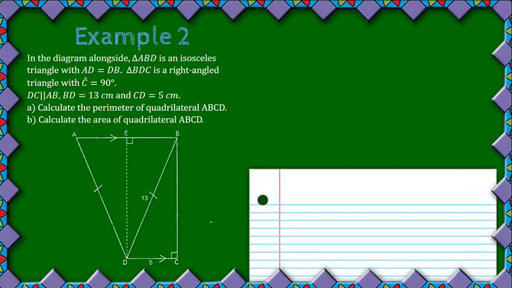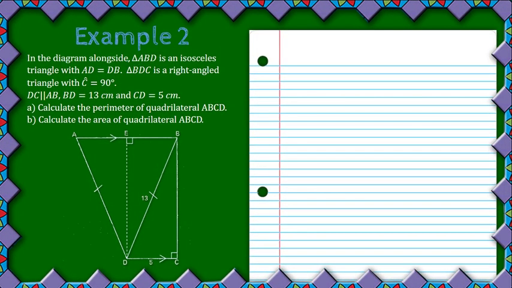Then for example 2, in the diagram below, triangle ABD is an isosceles triangle with AD being equal to BD. And then triangle BDC is a right angle triangle with angle C equal to 90 degrees. DC and AB are parallel, and BD is equal to 13, CD is equal to 5 centimeters. Calculate the perimeter of the quadrilateral ABCD, and then calculate the area of the quadrilateral ABCD.